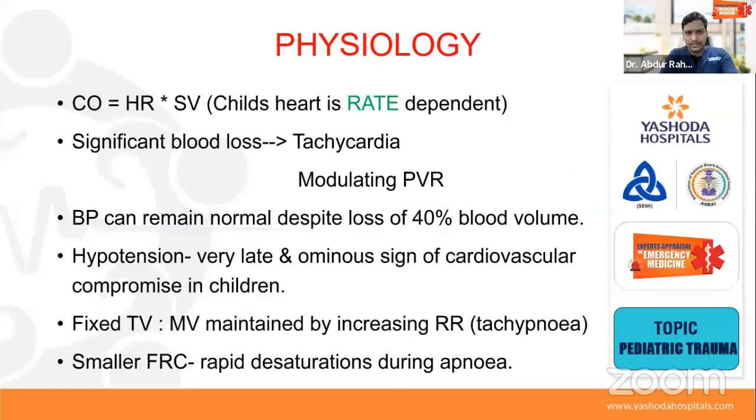Coming to physiological considerations to be kept in mind while dealing with the pediatric trauma patient, as we all know the child's heart is rate dependent. So a very significant blood loss has to happen for tachycardia to manifest, with modulation of peripheral vascular resistance. And we should remember that despite 40% loss of blood volume, BP can remain normal in the pediatric population. So hypotension is a very late and very obvious sign of cardiovascular compromise in children. Another important thing in the respiratory system is that there is a fixed tidal volume. So minute ventilation can be maintained by increasing the respiratory rate. Also, they have a very small functional residual capacity, so there is rapid desaturation during apnea.